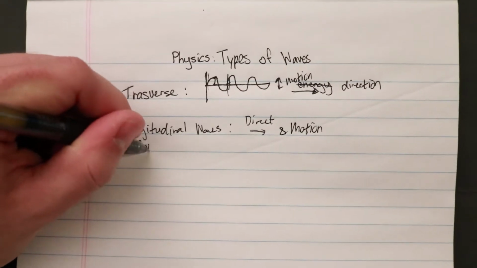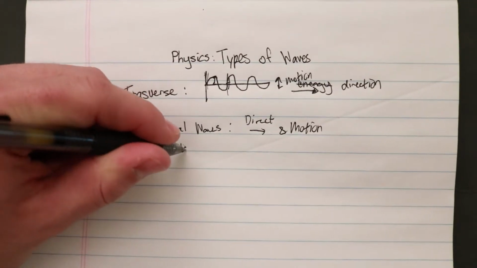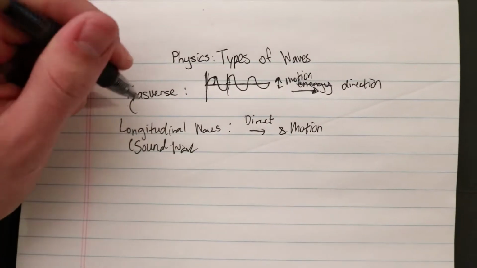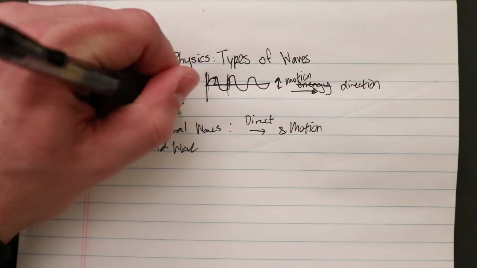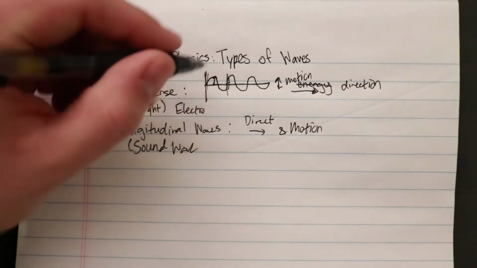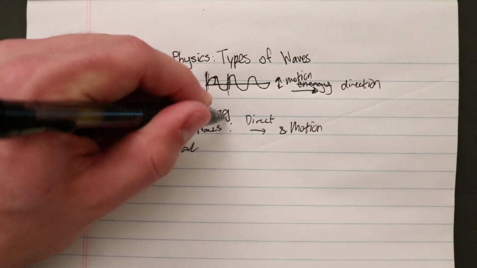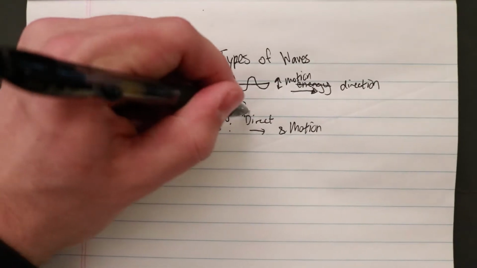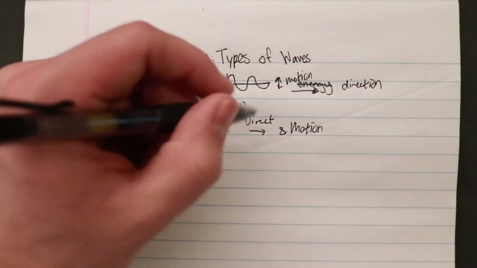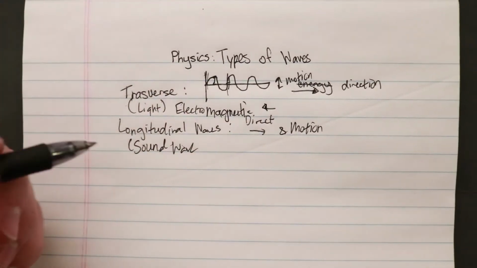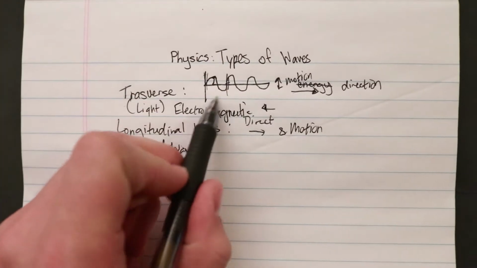Longitudinal waves are going to be sound waves, and then transverse waves are going to be more like light or your electromagnetic spectrum. So we're talking about microwaves, gamma rays, light waves, infrared, visible, ultraviolet, all that stuff. That's going to be your transverse waves. Photons travel in this wave-like pattern.